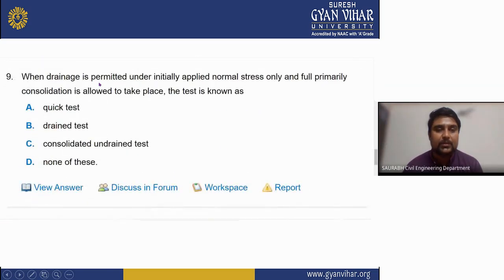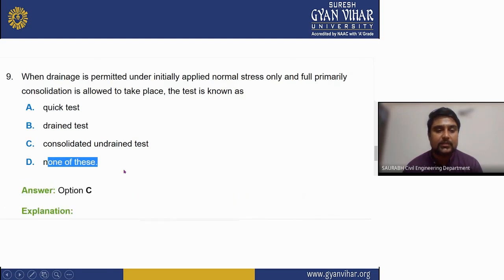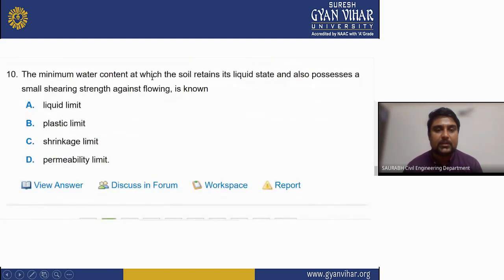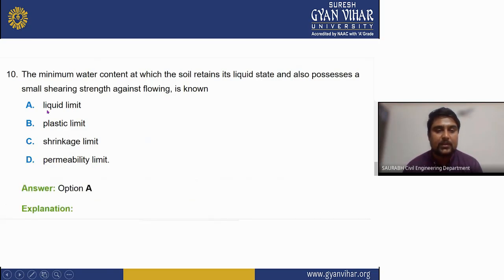When drainage is permitted under the initially applied normal stress only and full primary consolidation is allowed to take place, the test is known as quick test, drained test, consolidated drained test, none of these. The right answer will be C here, consolidated drained test. That will be your right answer. Come on the 10th question. The minimum water content at which the soil remains in its liquid state and also possesses a small shearing strength against flowing is known as liquid limit, plastic limit, shrinkage limit, permeability limit. Here the right answer will be liquid limit.